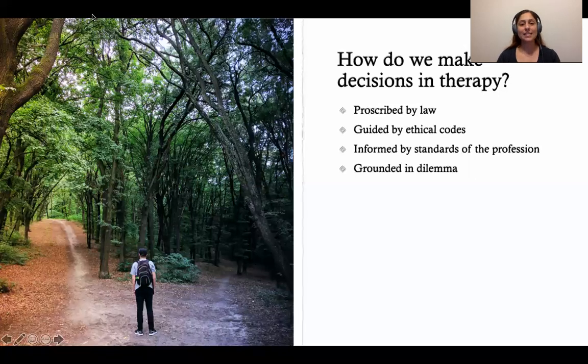So how do we make decisions in therapy? We'll be faced with several different decisions in therapy. Some of them are prescribed by law, some are guided by ethical codes, others are informed by standards of the profession, meaning what are therapists expected to do, but many others are grounded in a dilemma that have no clear-cut rules or steps. And in these situations, we're left to evaluate the situation, consider the law and ethical codes, make a determination, and justify that decision.